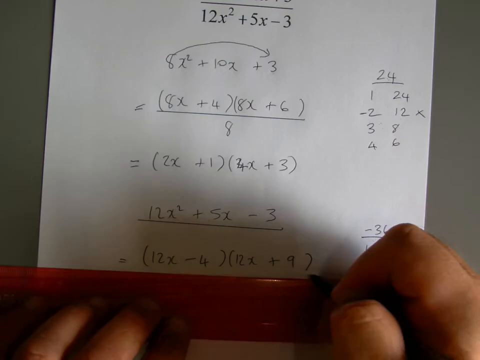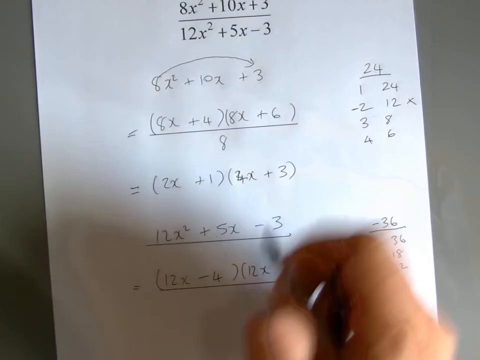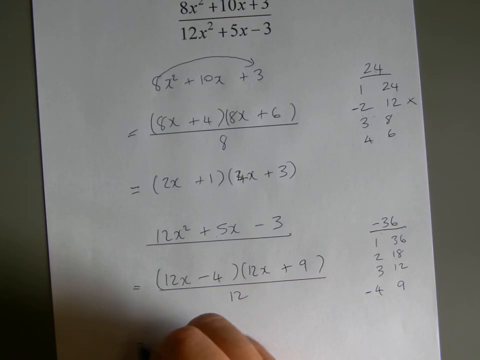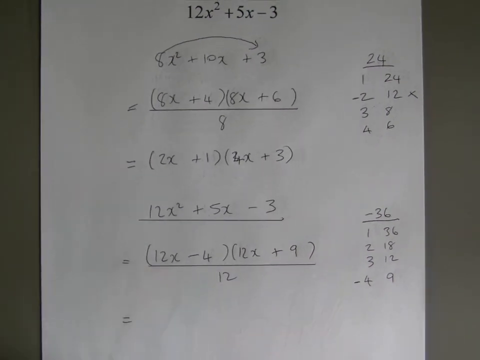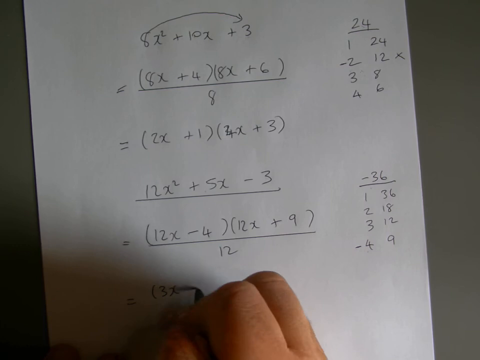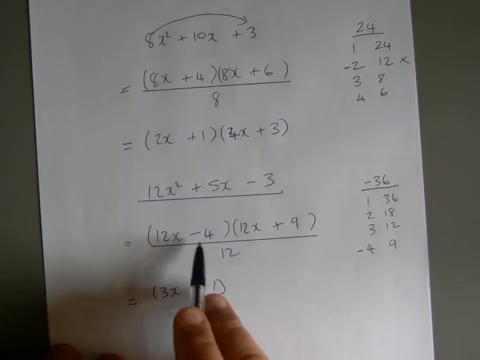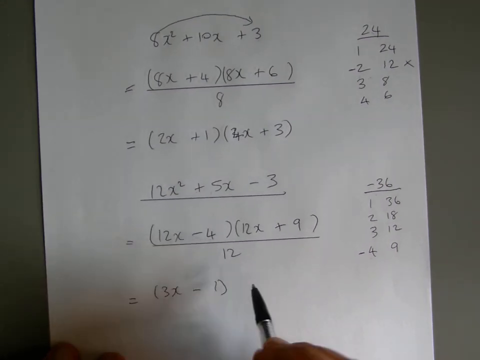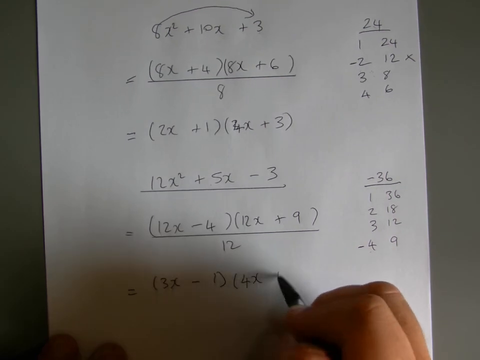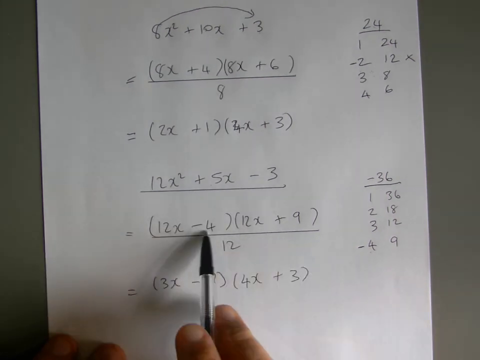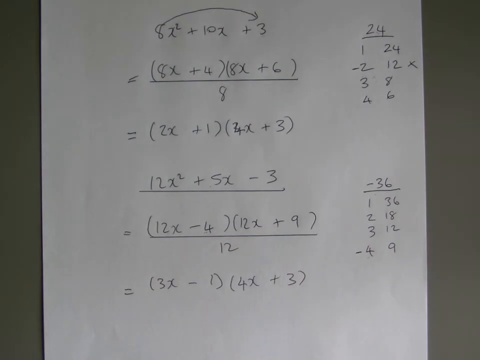And remember, you've got to divide the whole thing by 12. Well, this one here you can divide by 4, so you get 3x minus 1. Divide that by 4, you get 3. Divide that by 4, you get 1. And the other one we can divide by 3. So 4x, and then divide that by 3, you get 3. So divide that by 4, and then divide it by 3. That's the overall effect of dividing by 12.